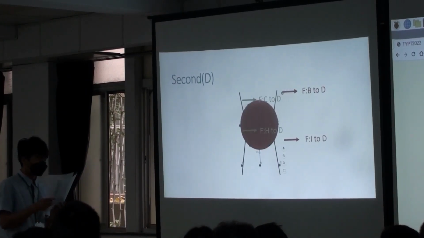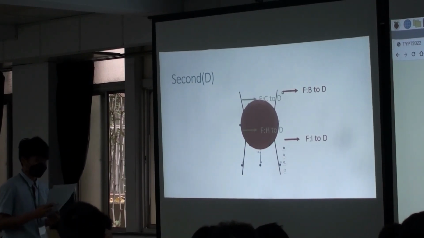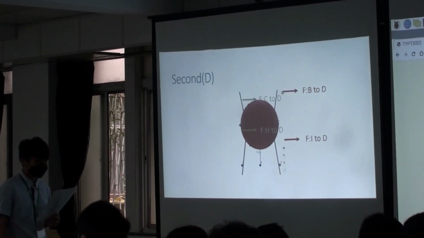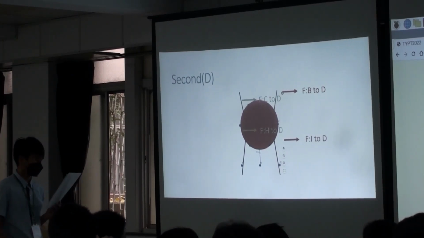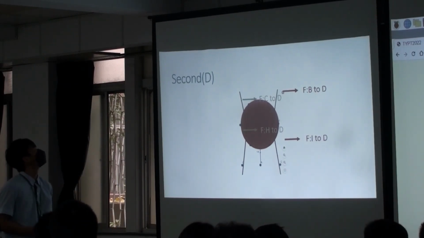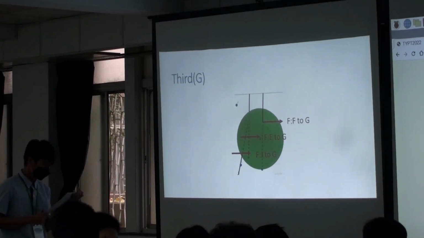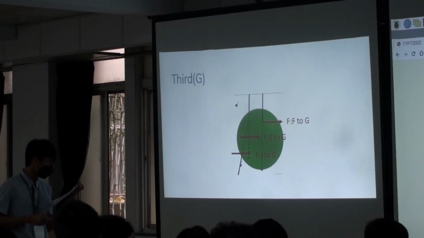Okay. And this is the force diagram of the second layer, with 4 forces coming from above and below, respectively. And this is the force of the third layer, where the forces come from the top balls and the bottom balls of the layer.